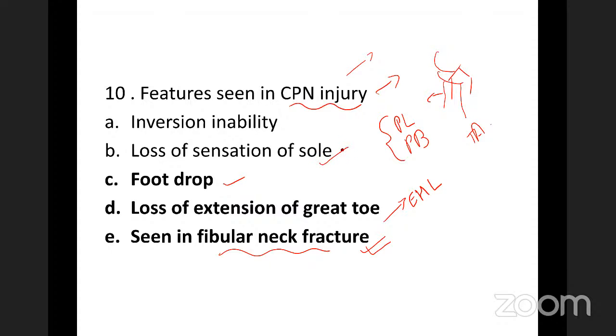Loss of sensation of sole, obviously it is not the answer because it is by tibial nerve. Actually, inversion can be, students, because tibialis anterior is also causing the inversion, which is supplied by the deep peroneal nerve. So this also can be an answer. Any doubts with that? Okay, very good. It can bring about inversion as well because the deep peroneal nerve innervates the tibialis anterior whose function is inversion.